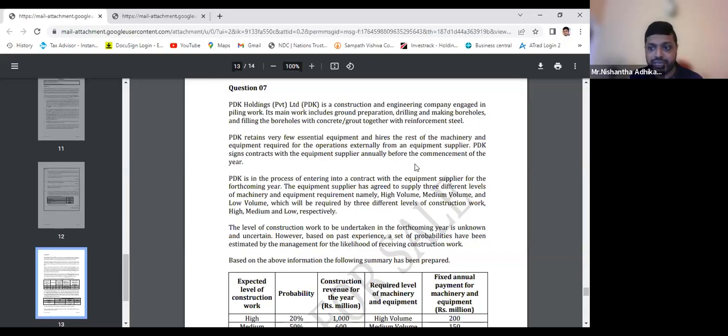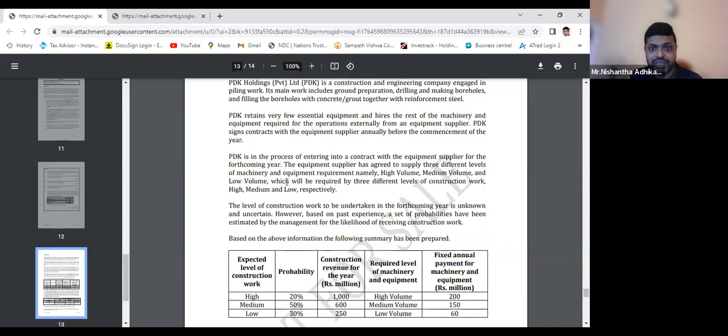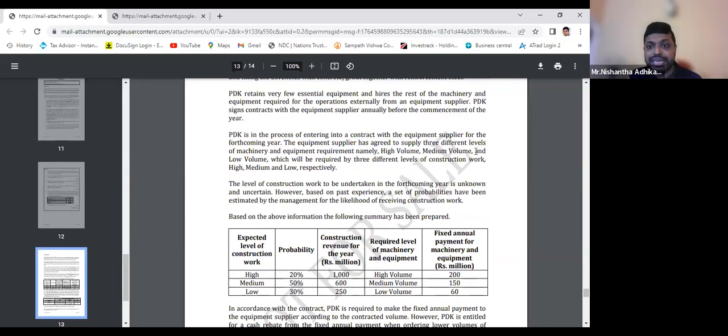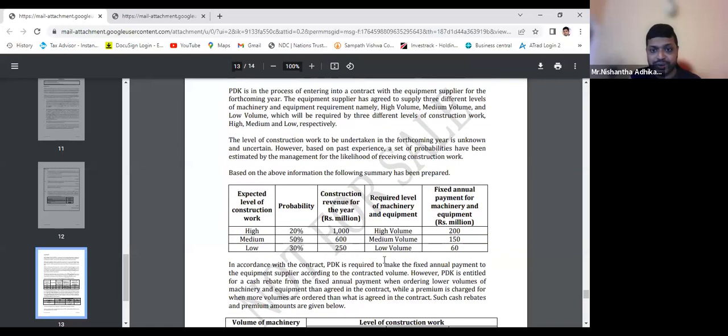This is the decision theory part, 15% risk and uncertainty. PDK signs a contract with the equipment supplier annually before the commencement of the year. PDK is in the process of entering into a contract with the equipment supplier for the forthcoming year. The equipment supplier has agreed to supply 3 different levels of machinery and equipment, namely high volume, medium volume, and low volume, which will be required by 3 different levels of construction work: high, medium, low.